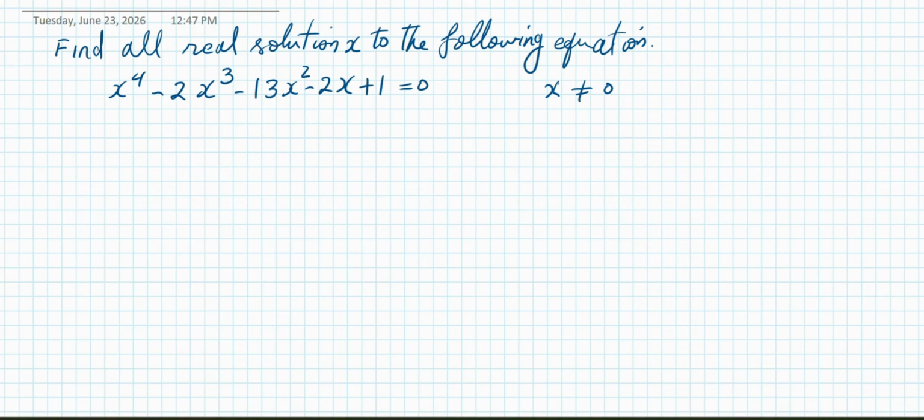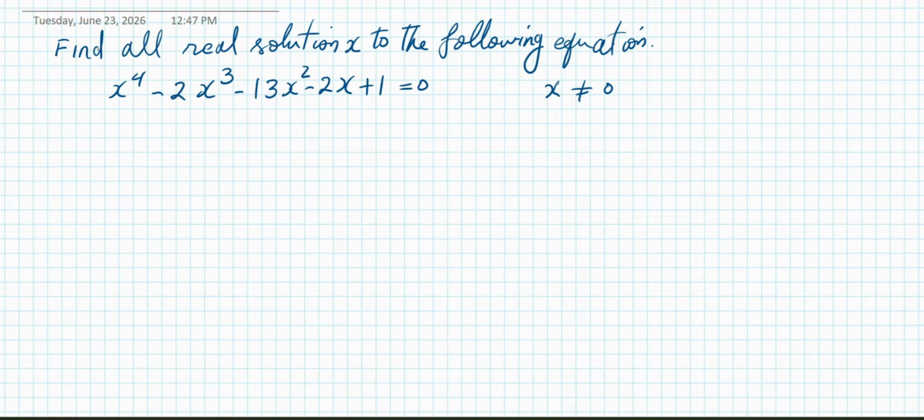Here we have a fourth order polynomial, a quartic equation, and we want to find all real solutions to this equation. We notice that x equal to 0 is not a solution to this equation, because if you replace x equal to 0 here, you get 1, which is not 0.